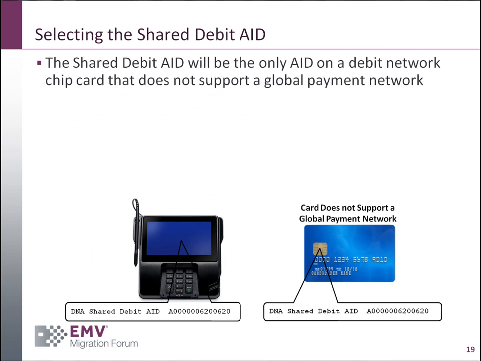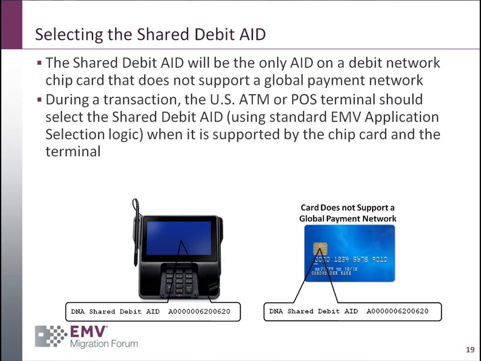Remember, at this time, the Shared Debit AID will be the only AID on a debit network chip card that does not support a global payment network. So, standard EMV application selection by application priority can be used by the terminal in this situation. The terminal should select the Shared Debit AID when it is supported by the chip card and the terminal.